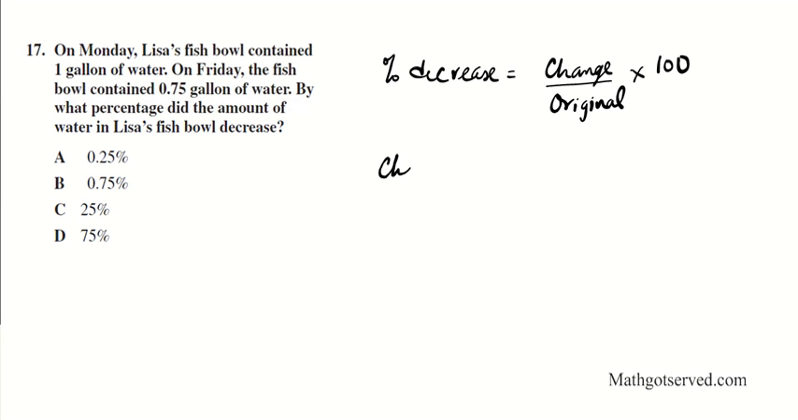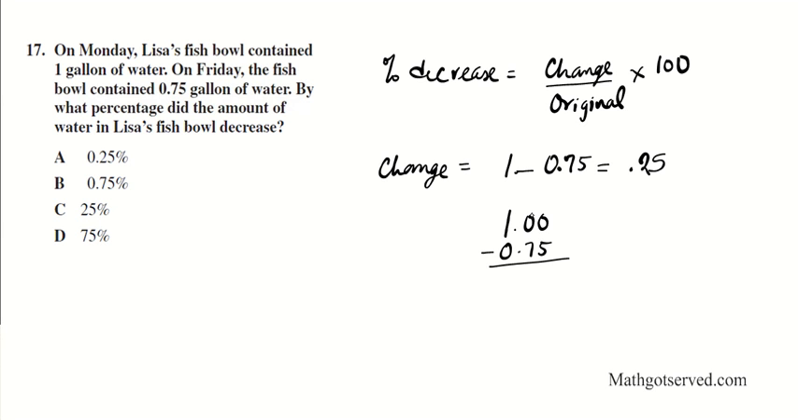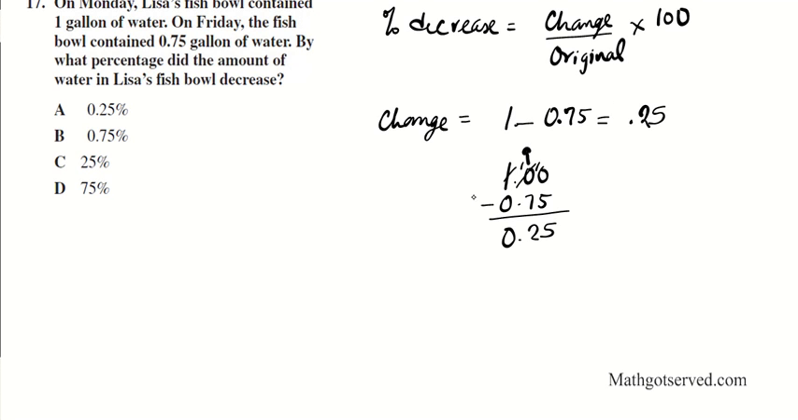So what is the change? The change here is going to be 1 minus 0.75. When you do 1 minus 0.75, you have 0.25. If that's confusing, what I did is 1.00 and then subtract 0.75. When you borrow 1 here, you get 10, and then you have a 9, and then you take another 10 here. You just do the subtraction, you have 5 and then 2, so 0.25. So 0.25 is our change.